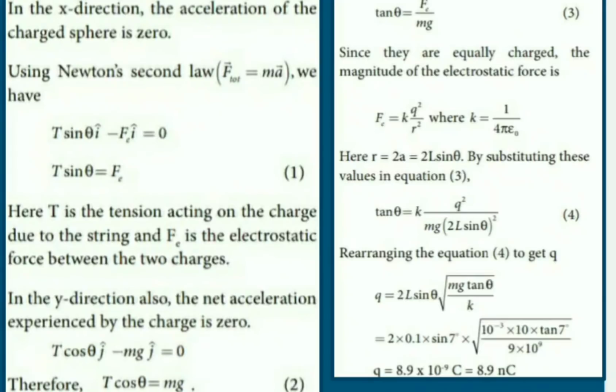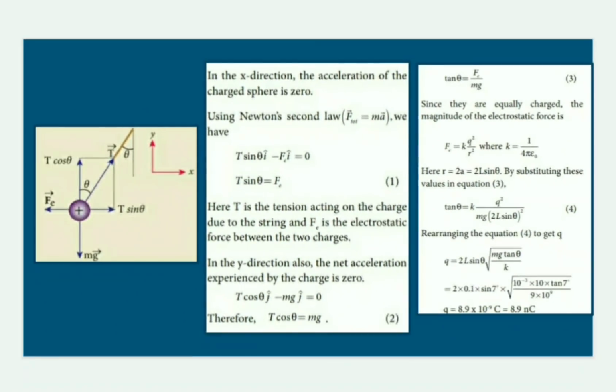So you know that L is nothing but the length of the string. So you can substitute as 0.1, and theta is 7 degree. In the root, m is 10 power minus 3. That's a small correction over there, children. Actually they have given it as milligram, so they are converting it into kilogram. It should be 10 power minus 6, but here they have taken it as 10 power minus 3 anyway, and I think in the new book we may get some changes over there. Then g should be taken as 10, and then tan 7 degree divided by K, 9 into 10 power 9. While substituting it, they are getting the Q value finally. Okay, so that's all about the second problem.